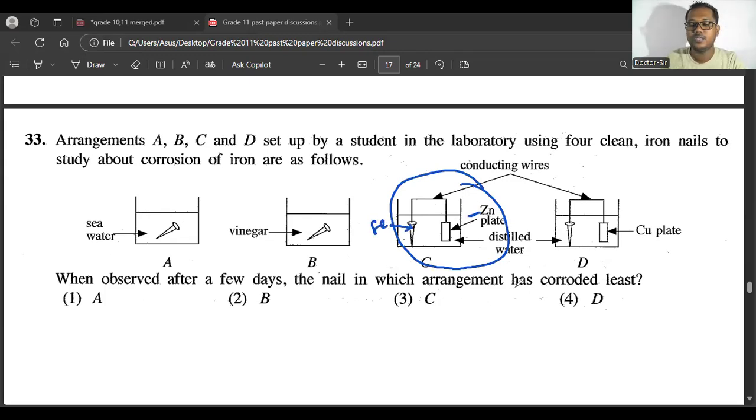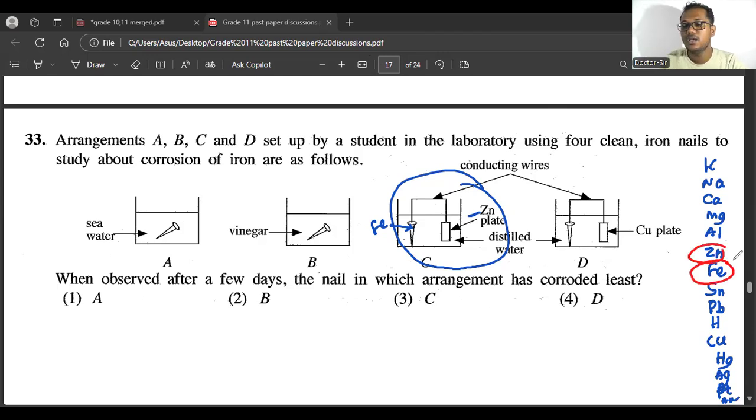Okay, right. Now we can see by looking at the activity series, which is prepared from high reactive to low reactive: potassium, sodium, calcium, magnesium, aluminium, zinc, then ferrous, and tin, lead, hydrogen, copper, mercury, silver, platinum, and gold. So there is no need for all of this. You have to think about aluminium, ferrous, and zinc.